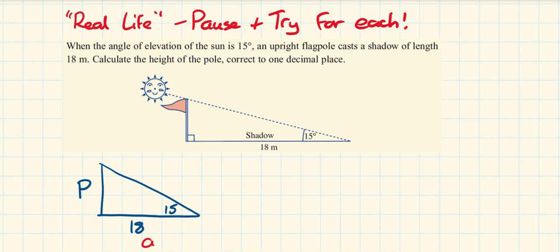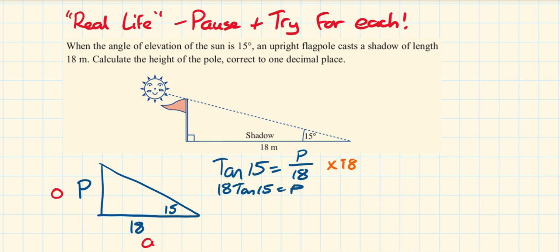Okay, so you've got the adjacent, you've got the opposite, and you've got the hypotenuse. Hypotenuse isn't relevant, so we just need opposite and adjacent. So that means we're going to use tan 15 equals P over 18. Okay, and so 18 is on the bottom, so let's multiply by 18. So we've got 18 tan 15 equals P.